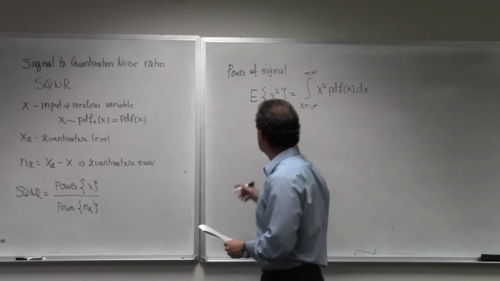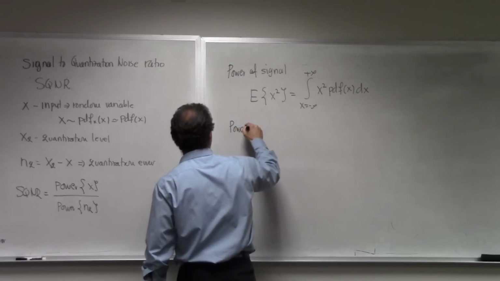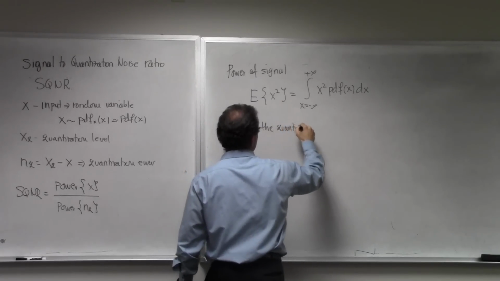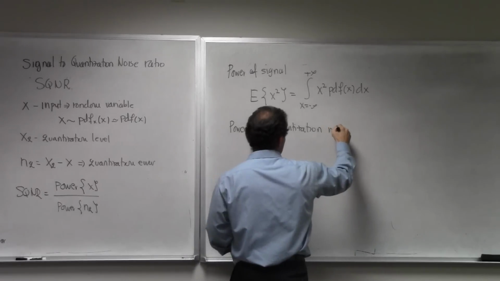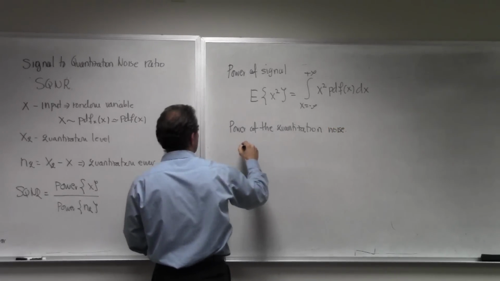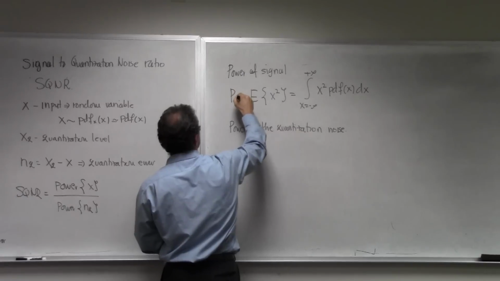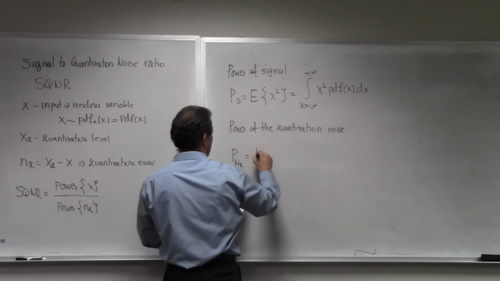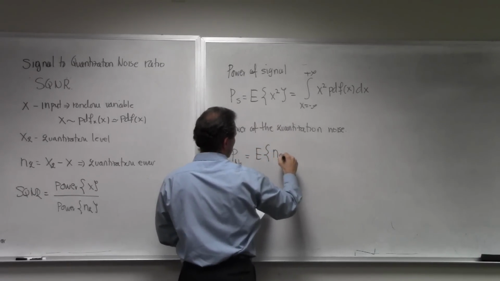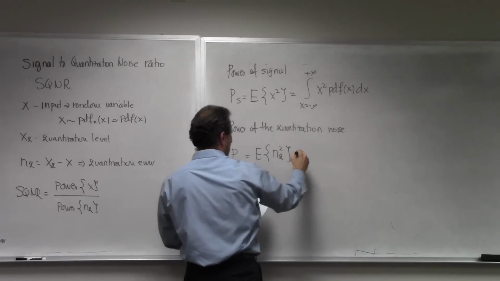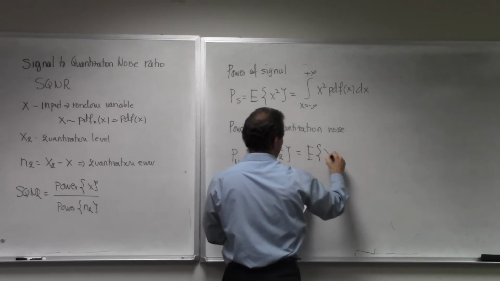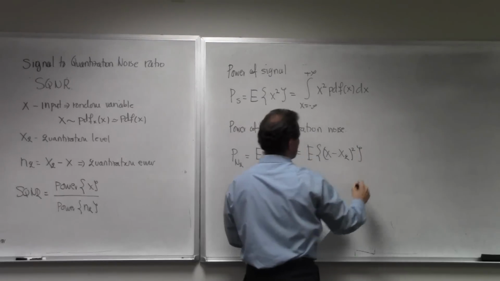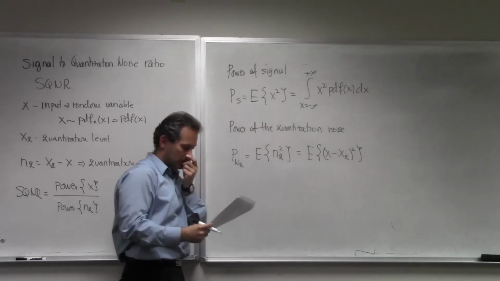So that's the power of the signal. Now, the power of the quantization noise. This one I'm going to call PS, the power of the signal. PQ is going to be the expected value of NQ squared. What is that? It is the expected value of (x minus xq) squared, where this is the input and this is the appropriate quantization level.